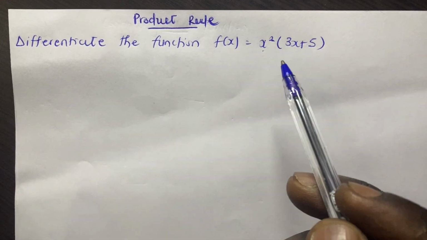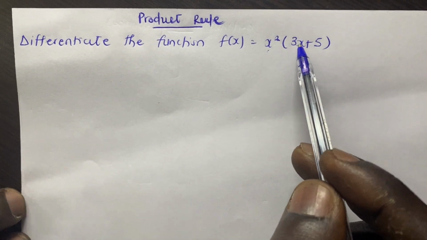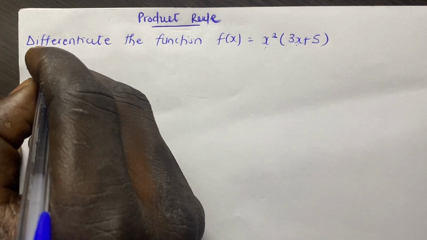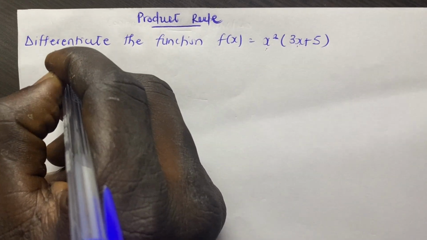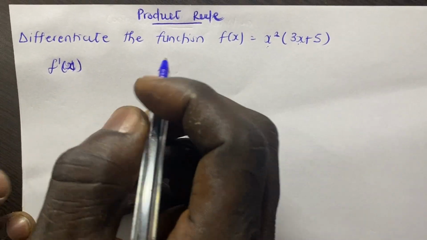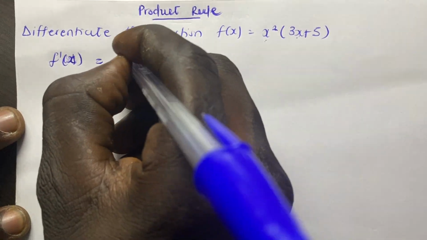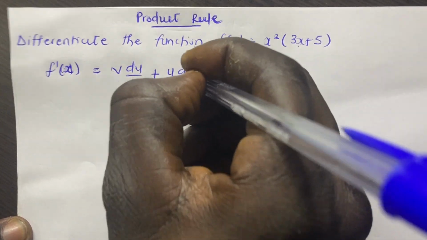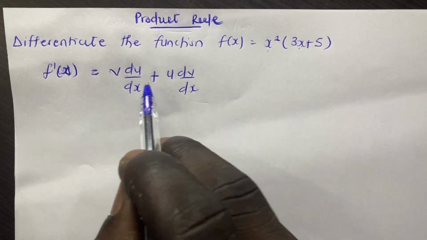So in order to differentiate this product of functions, it means that we have to apply something that we call the product rule. So f prime of x, which stands for the differentiation of this function, we are going to use v du dx plus u dv dx. Right, so don't worry, we'll go into this very soon.